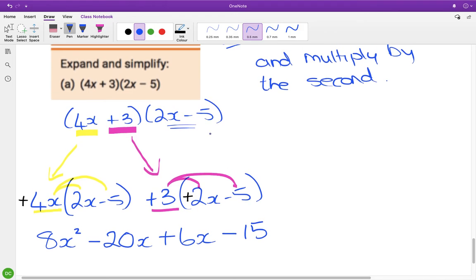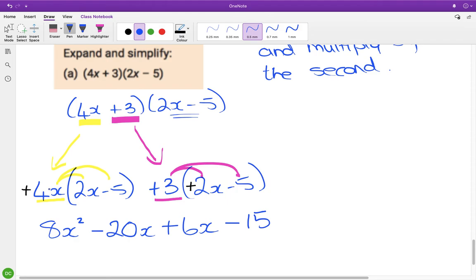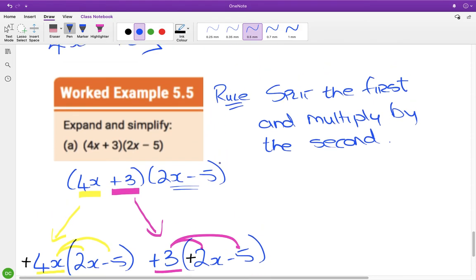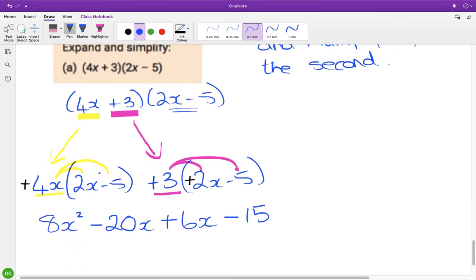Okay, so 2 brackets, you apply the rule. Split the first and multiply by the second. Once you've done that, you're back to exactly what we were doing in the first example. You distribute the 4x across the first bracket and the 3 across the second bracket. Now I have completed the expansion, so all I have to do is simplify.